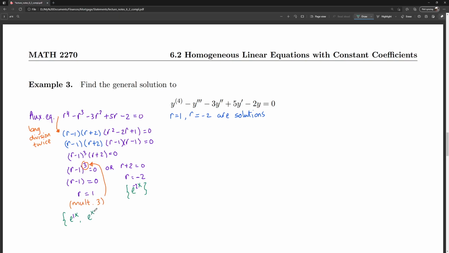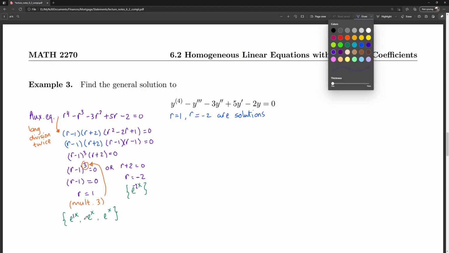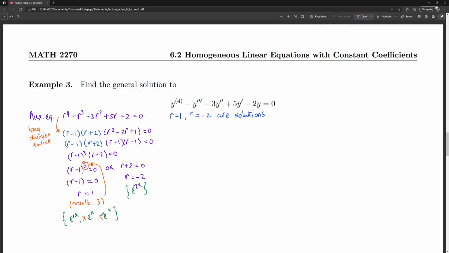So we have another e to the power x, and we have another e to the power x. But to get linearly independent solutions, we're going to multiply by x and then by x squared. If we had multiplicity 5, we would add an x cubed and an x to the power 4. So you always go up to the power of x that's 1 less than the multiplicity. So we have our 3 solutions here.